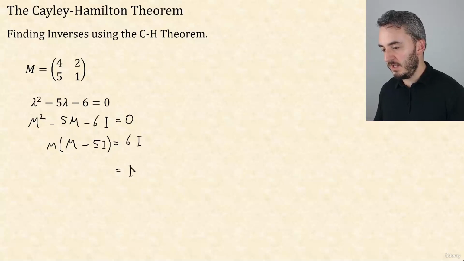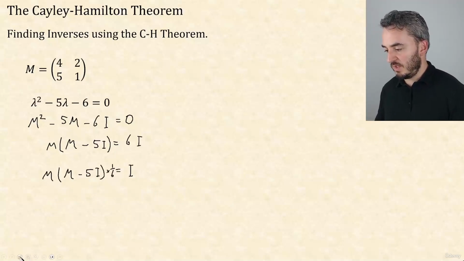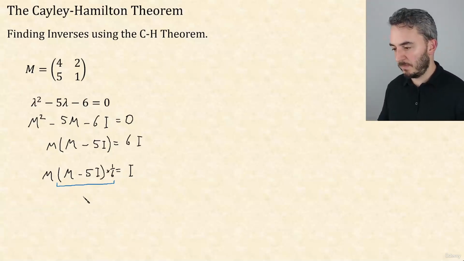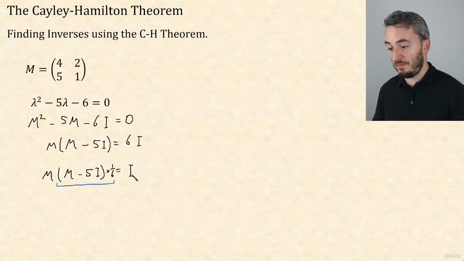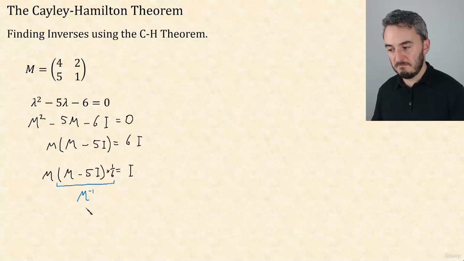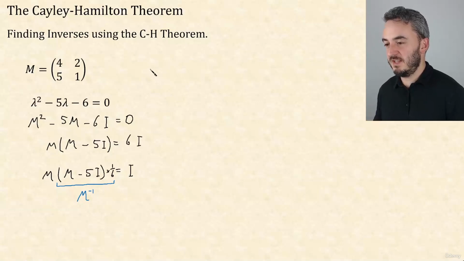I'm going to have I here, and I'm going to multiply both sides by 1/6. And I'm going to write it in a slightly weird way: m times (m minus 5I) times 1/6. Why is this interesting? Well, I've got m multiplied by a thing equals the identity. Well, if m multiplied by a thing is the identity, then that thing is the inverse of m. And that's the clever way we can find inverses using the Cayley-Hamilton theorem.